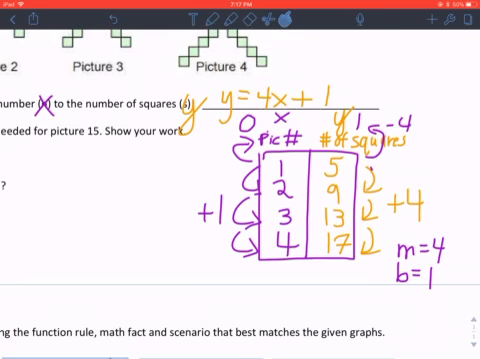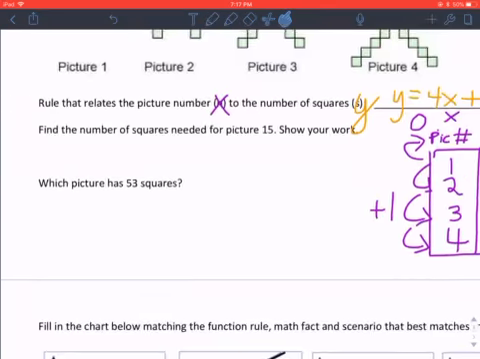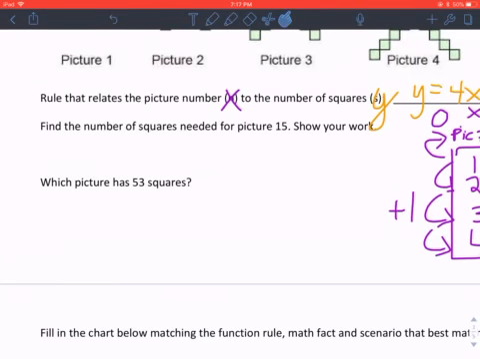Okay, and again, I could check to see if this is right by just plugging in one of the x values. So 4 times 2 is 8. 8 plus 1 is 9. I can see that it works. Okay, now I need to answer these last 2 questions. Find the number of squares needed for picture 15.